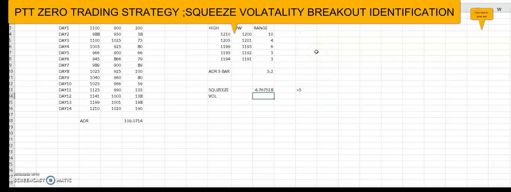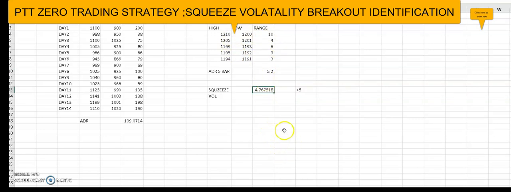Do you understand now? The formula is that we take the 14-day ADR, and also the last 5 bars of either 5 minutes or 15 minutes. Then you take the range and divide this range by the daily ADR. If the value is less than 5, then this range is called a squeeze area.